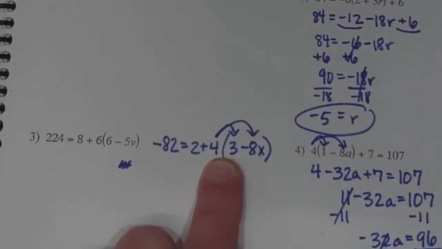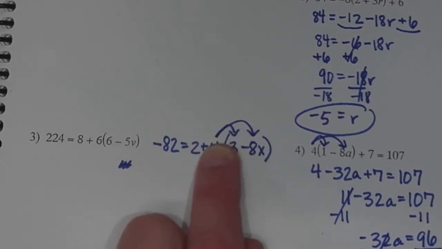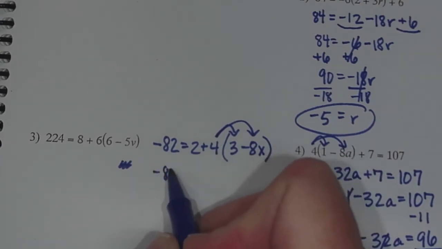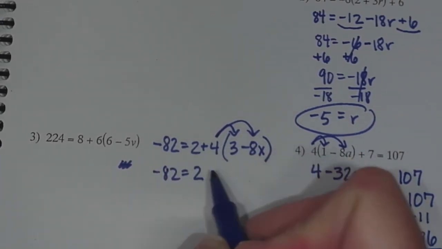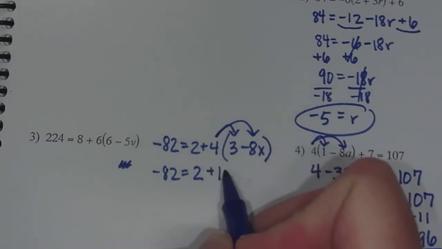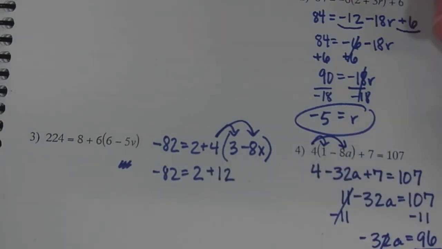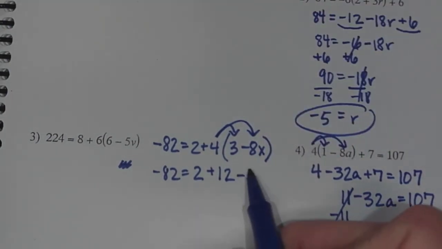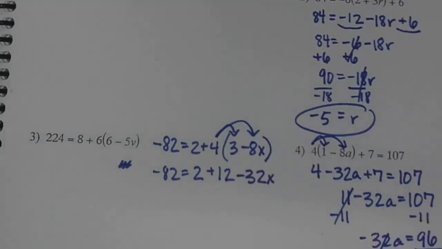Right now, we're not undoing anything. We're just simplifying one side. We're only working on the one side of the equation for now. That's why we're using PEMDAS forwards. Okay, and to do that, like I said, we've got to distribute. So let me just bring down my negative 82, bring down my 2. Okay, now 4 times 3 equals 12. So I'm going to write plus 12 because it was a positive 12. And now 4 times negative 8x is going to be negative 32x. So I'm going to write minus 32x. Okay. It's looking simpler already.